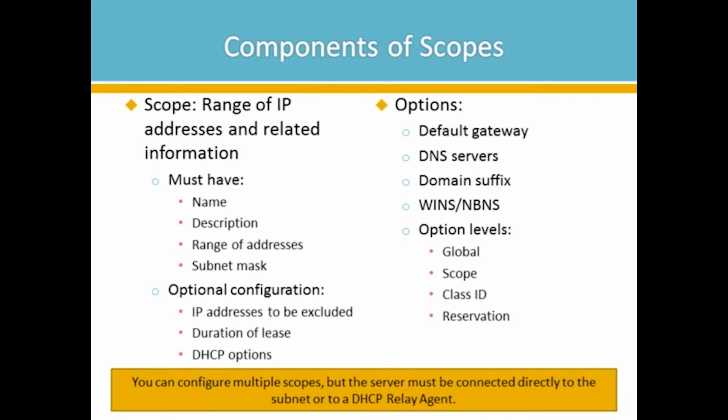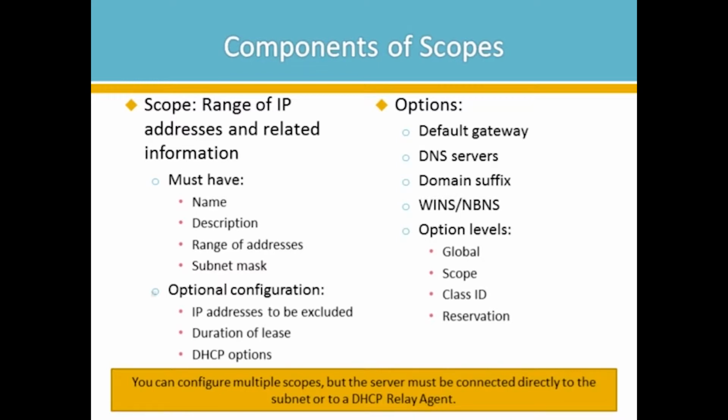There are some other options to think about. A domain suffix is what gets appended on the end of the host name. We can add more than one domain suffix for search, so as we're querying DNS servers, we can look at more than one DNS zone, but more about that later when we talk about DNS zones. We can also have WINS or NetBIOS name servers.